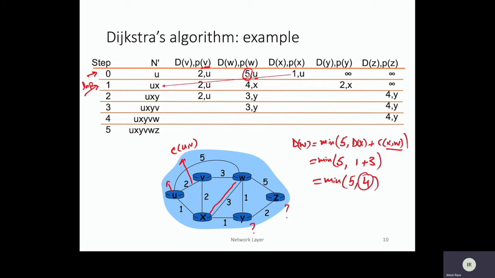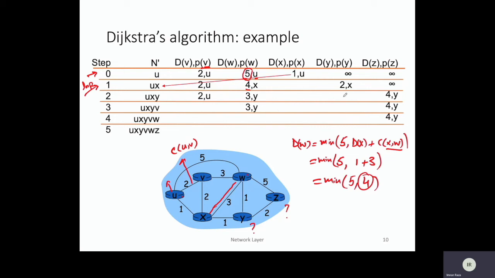So what we have done here is we have updated the cost to reach destination W to 4, and now look at the predecessor node. Now if I want to reach from U to W, I will not be using this direct link, because this is not the least cost path. I will be using the link U to X and then X to W, because it has the least cost.